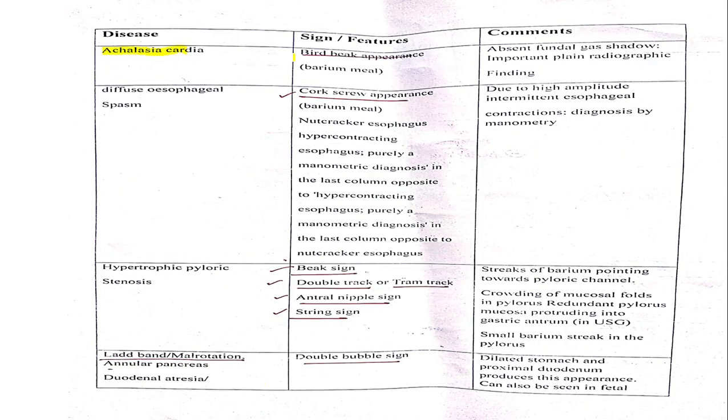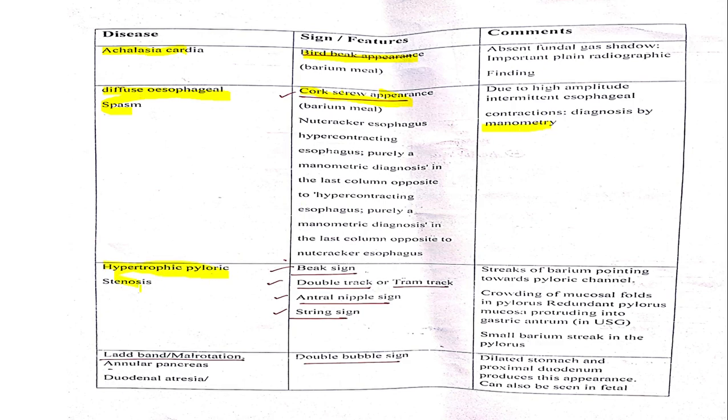Achalasia cardia shows bird beak appearance on barium meal. This is due to absent fundal gas shadow, an important plain radiographic finding. Diffuse esophageal spasm shows corkscrew appearance on barium meal. This is due to high amplitude intermittent esophageal contractions. It is diagnosed by manometry.